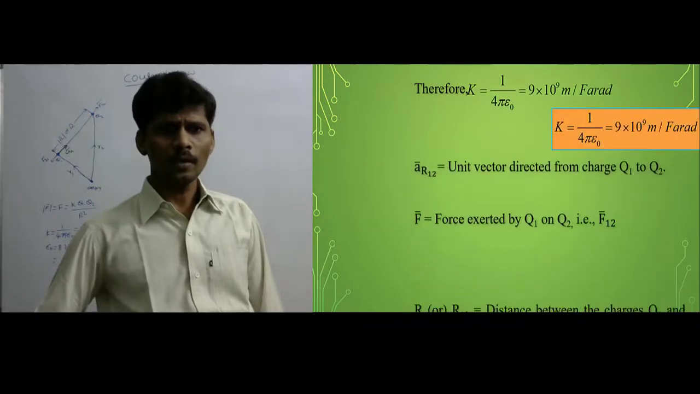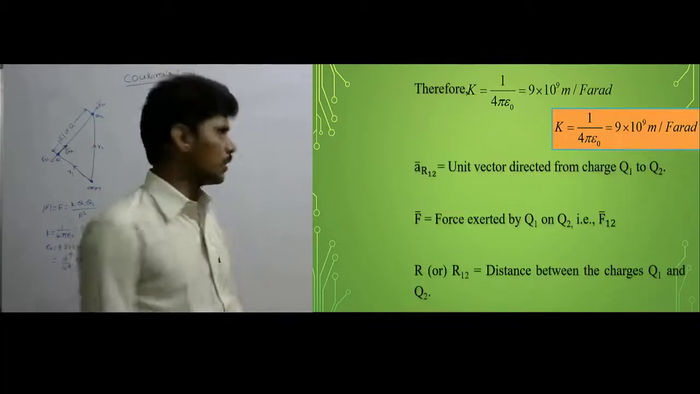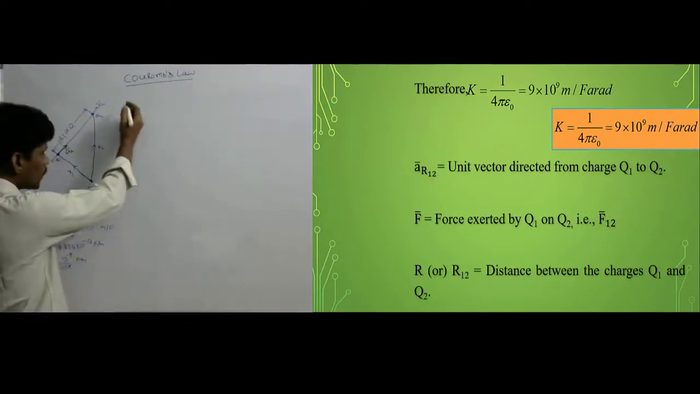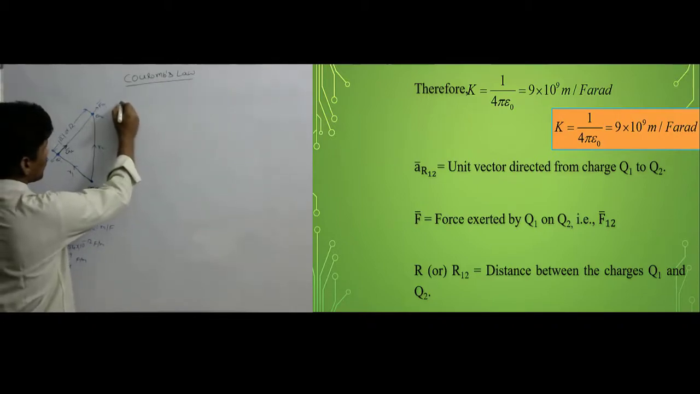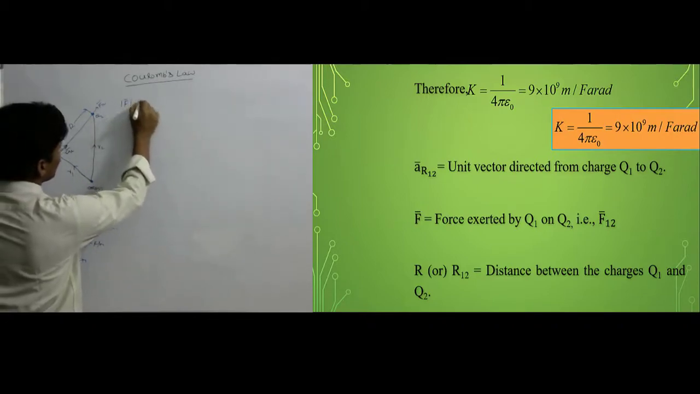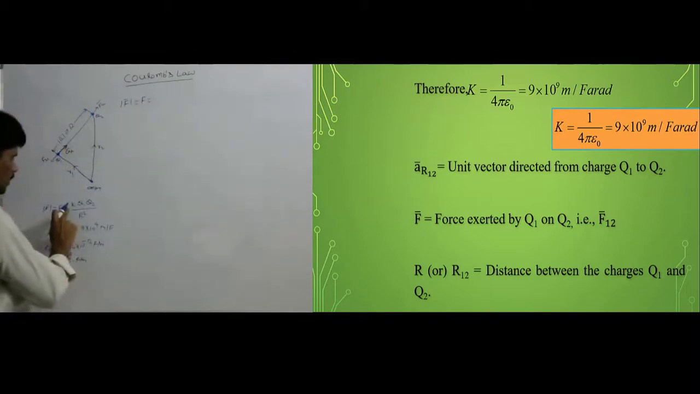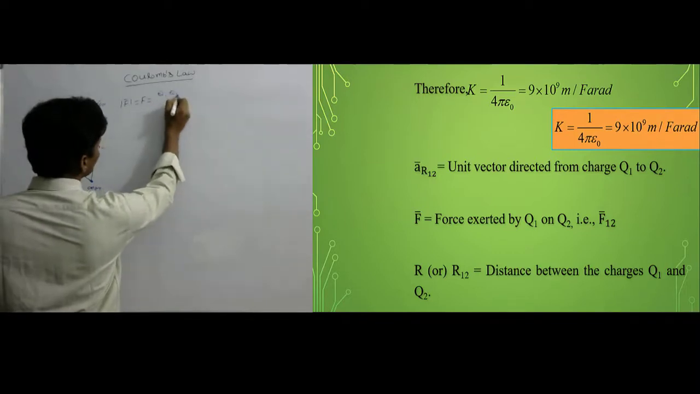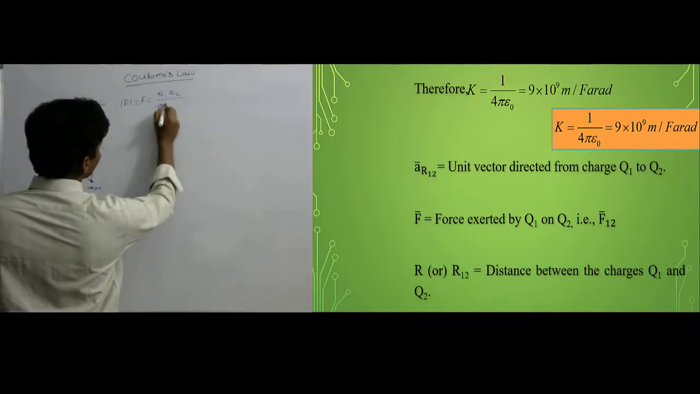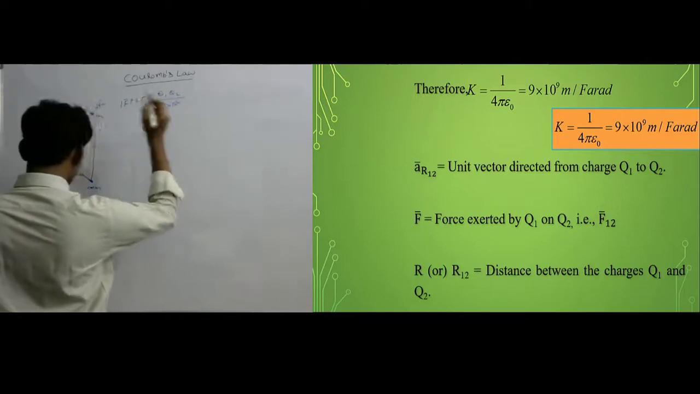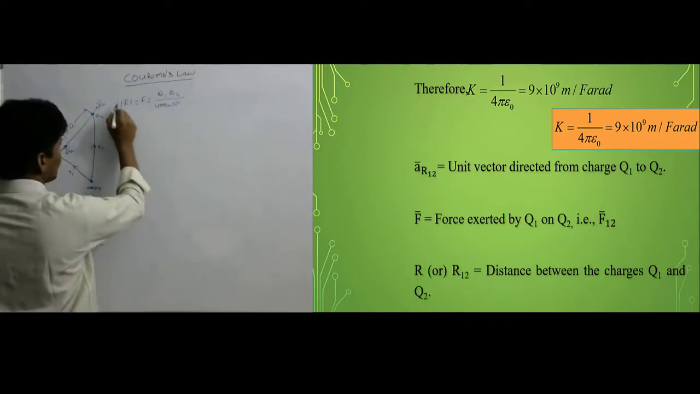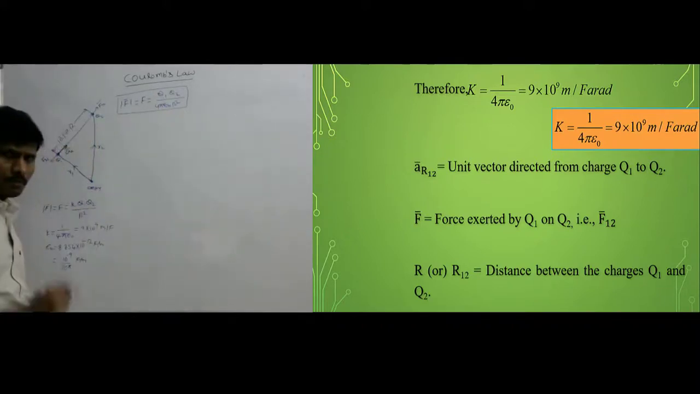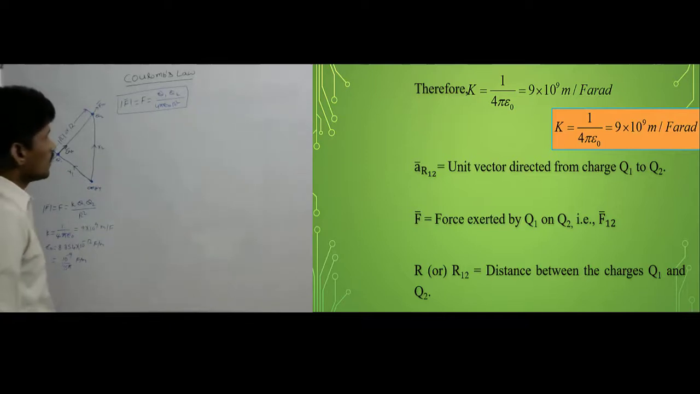Substitute this K value into the equation. The magnitude of the force, magnitude of F bar, is equal to F, that is equal to Q1 Q2 by 4 pi epsilon naught R square. This is the equation of the force between two point charges, the magnitude of the force.